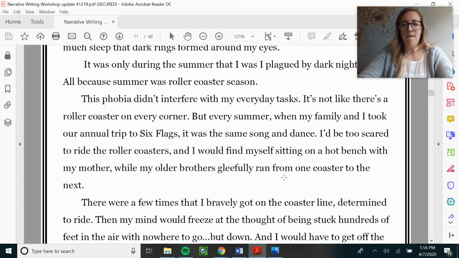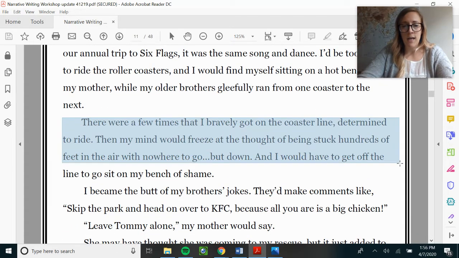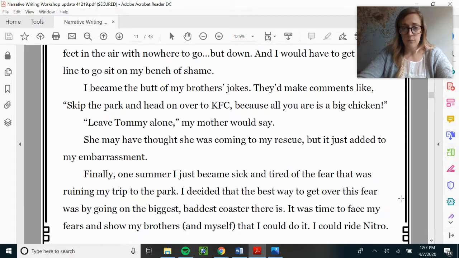But every summer when my family and I took our annual trip to Six Flags, it was the same song and dance. I would be too scared to ride the roller coasters, and I would find myself sitting on a hot bench with my mother while my older brother gleefully ran from one coaster to the next. There were a few times that I bravely got in the coaster line, determined to ride. Then my mind would freeze at the thought of being stuck hundreds of feet in the air with nowhere to go but down. And I would have to get off the line and go sit on my bench of shame.